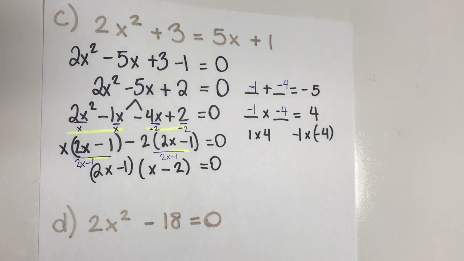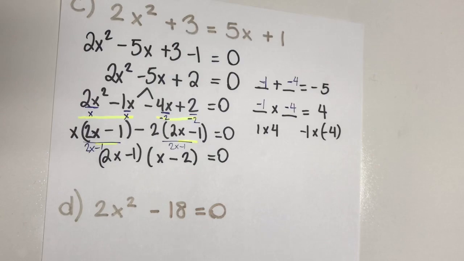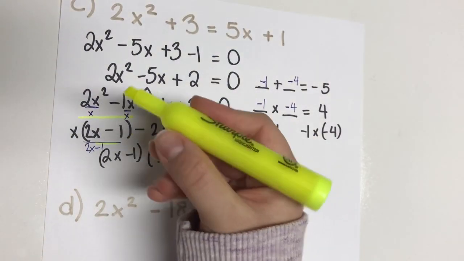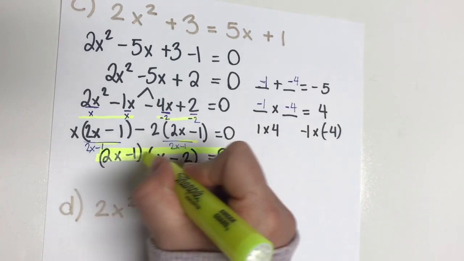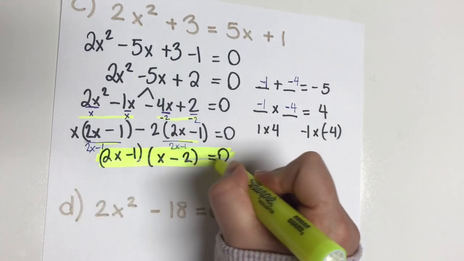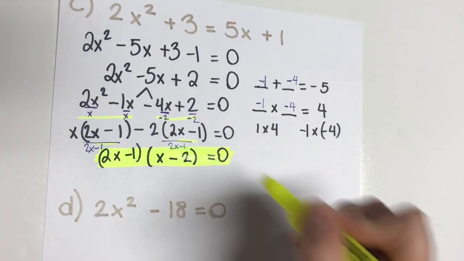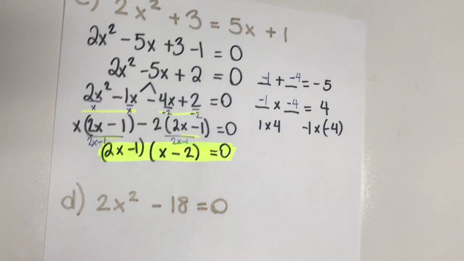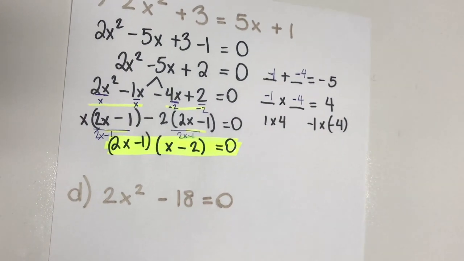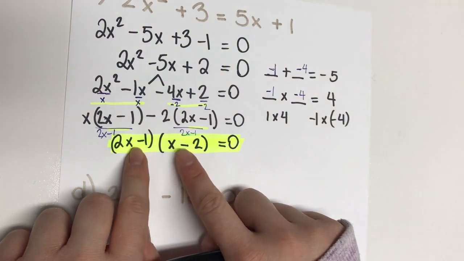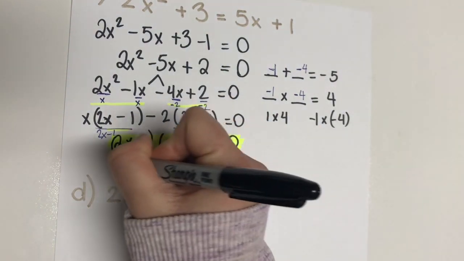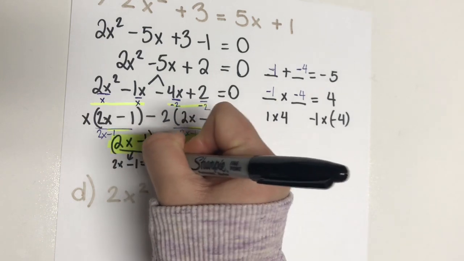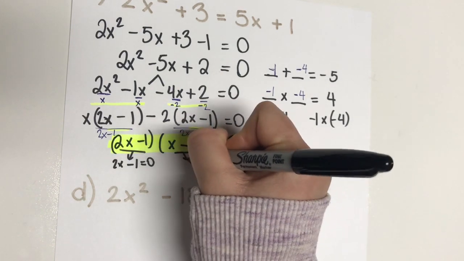Now that I have it factored, I am going to think about my roots. I'm just going to highlight this so that this is what we're focused on now. Just like the previous example, I'm going to break it down: if their product is equal to 0, then that means either this equals 0 or this equals 0.